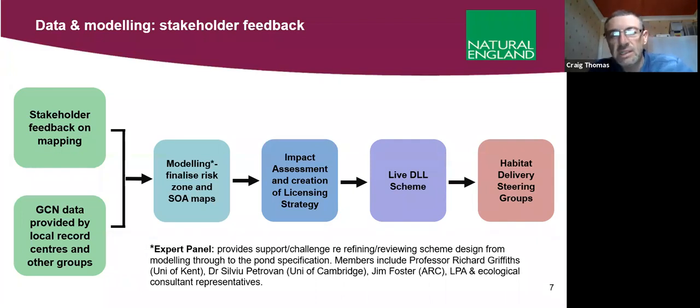And that local stakeholder and steering group input is a critical facet of all levels of the Natural England scheme, through modelling, through habitat delivery, as we'll see in a minute, through to running live schemes. And in the modelling in particular, and in habitat delivery, we reference the work. I want to reference the work of the expert panel.